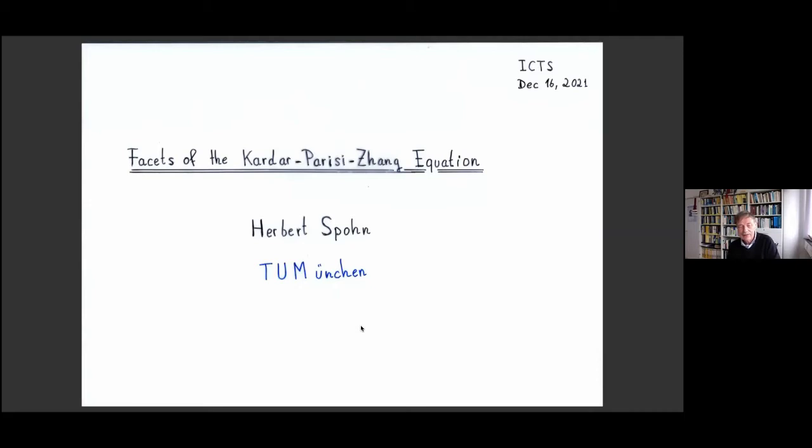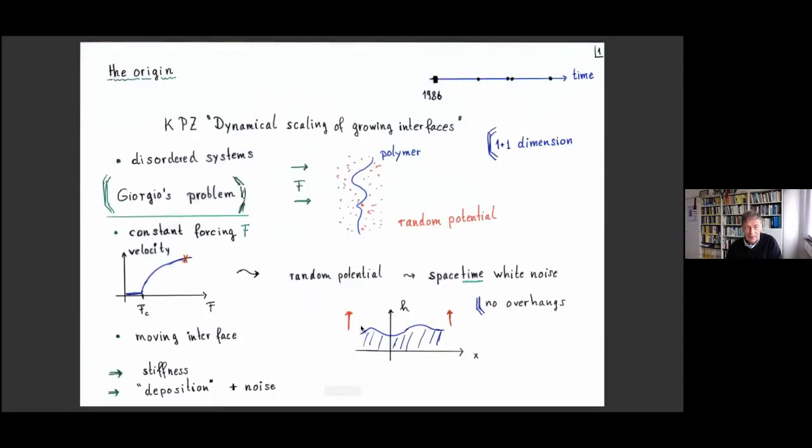And what I will try to do, that's what the facets in my title should say, is give you a little bit of flavor of why this is a fascinating equation to look at. And so let me go back to the origin.